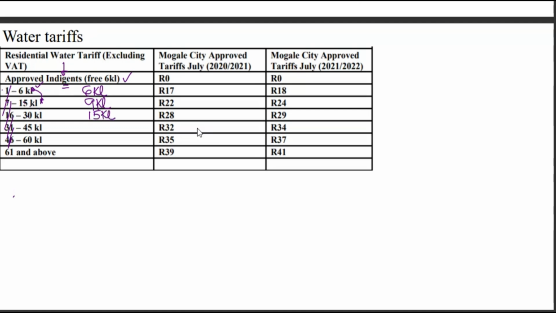Maximum kiloliters in each block. So 45 minus 30, you get 15. 60 minus 45, you get 15. And here we don't have a maximum because it's not ranging. It's 65 and above, it's continuing. Okay. Now they might ask you, how do you call this?